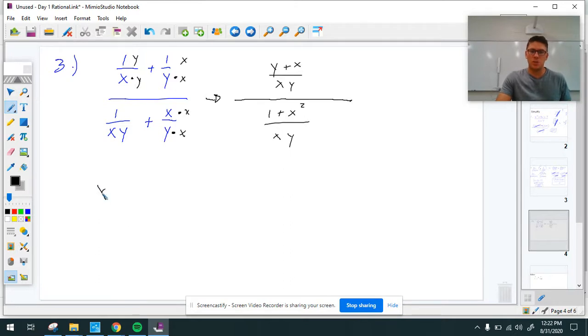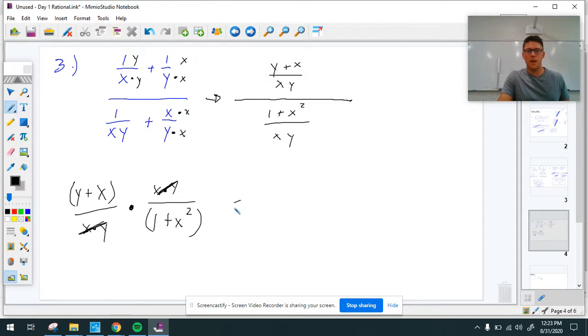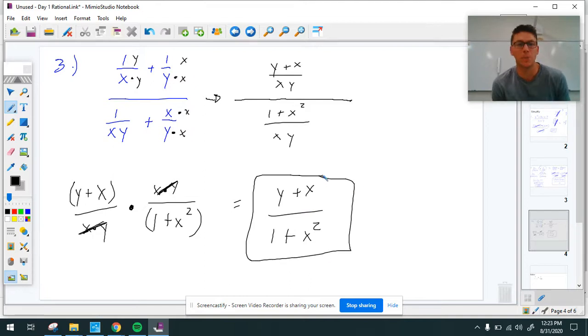So what you can do is you could say y plus x over xy. Instead of division, multiply by its reciprocal, xy over 1 plus x squared. Notice how this is one quantity because it's separated by addition, but these are separated by multiplication, so you can actually reduce those. That can get simplified. y plus x over 1 plus x squared. And that would be as far as you can go with simplifying that one.